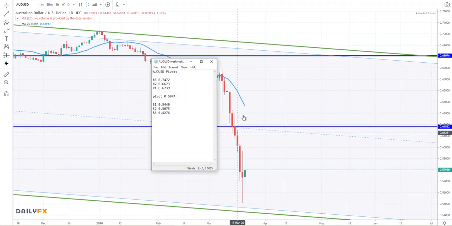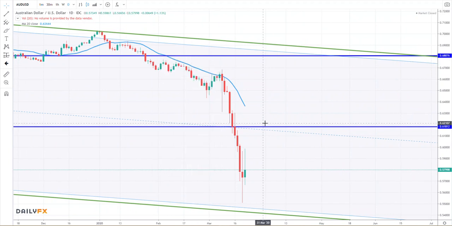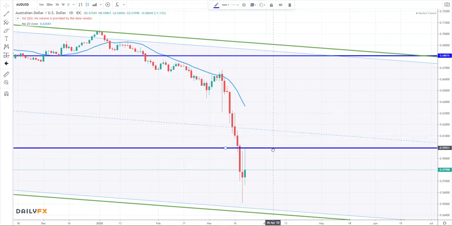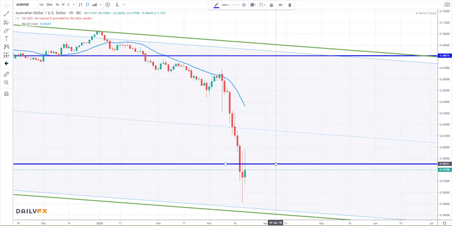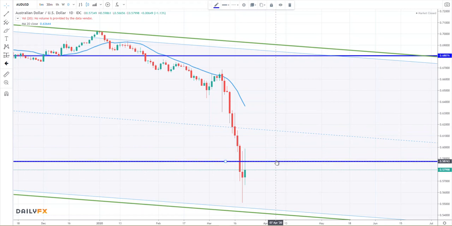Let's go ahead and look. Our pivot is at 58.74. Let's go ahead and draw our line to that. 58.74, that's our pivot point. I think of pivot points as a most likely scenario that price probably will visit at some point during the week.